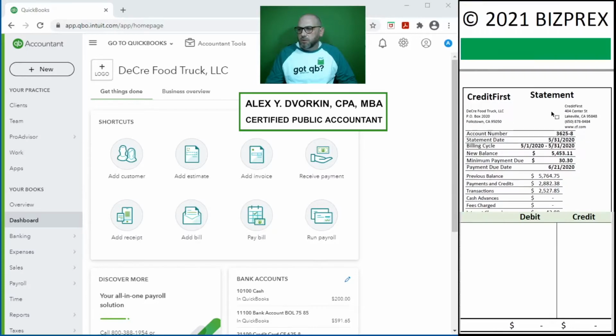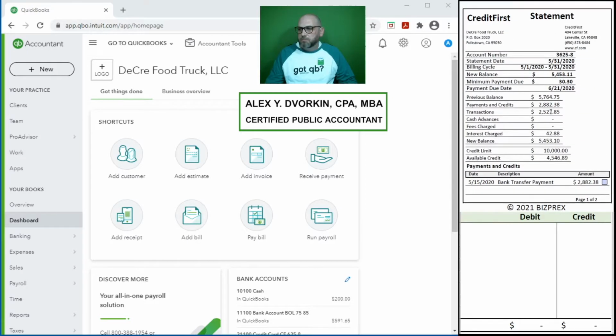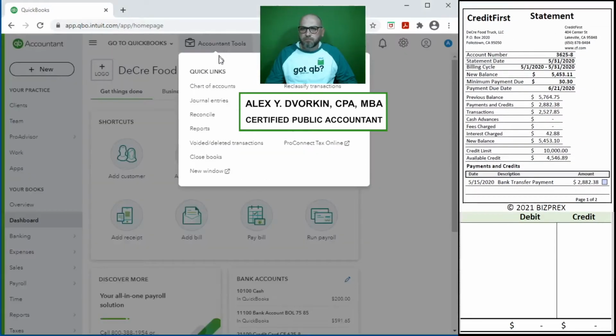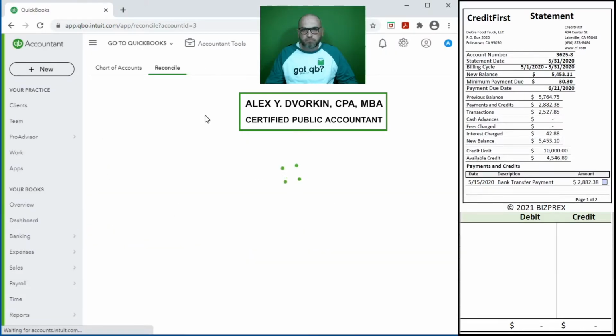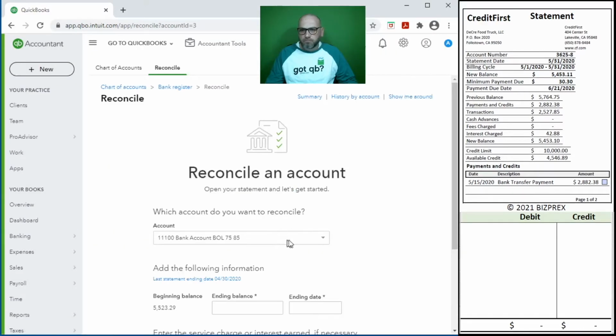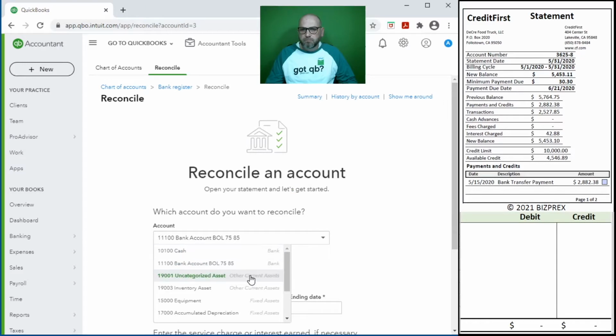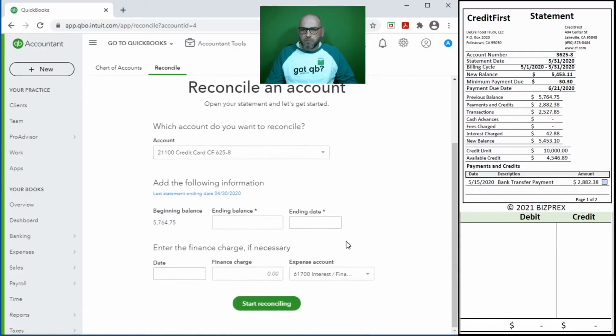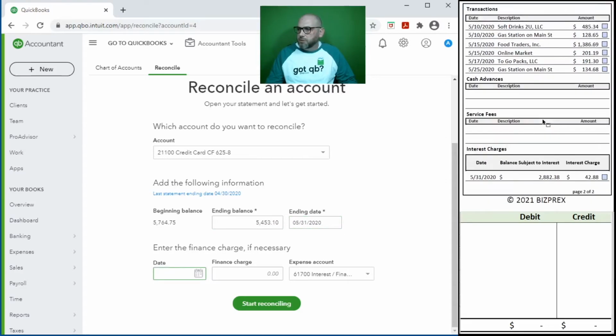Okay, let's go ahead and reconcile our credit card. Make sure it's selected, ending balance. Do we have finance charges? Yes, we do. Let's enter it.